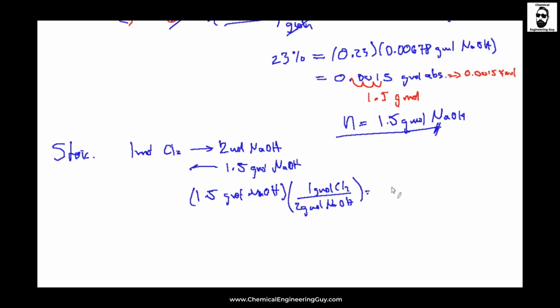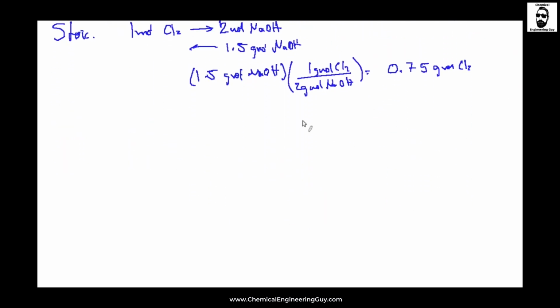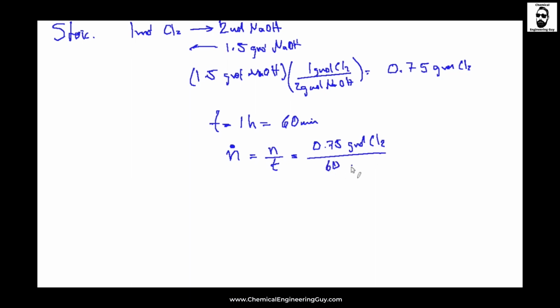Essentially, you should get 0.75 gram moles of chlorine. So that's the stoichiometric value I need. So that's a flow. We know this, the time the guy used, it was 1 hour. Let's do it in minutes, 60 minutes. So if I wanted mole flow, I will have moles divided by time. I have moles, yes, 0.75 gram moles of chlorine. Time, yes, I have 60 minutes. So I divide this and I get this flow of chlorine, which is N2.